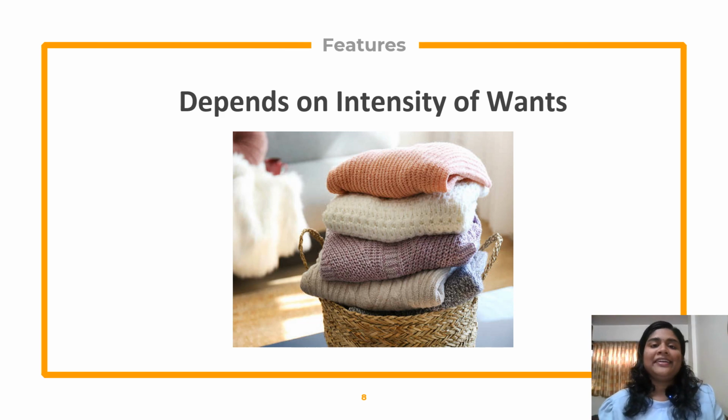And utility depends on the intensity of wants. Depending on the intensity of wants of different people, utility is going to change. For example, for a person living in the Alps or in the Himalayas, the utility for woolen clothes would be very high. While at the same time, for a person living in the Sahara desert, there is zero or no utility for these woolen clothes.